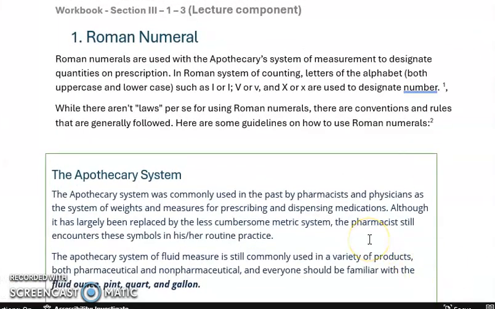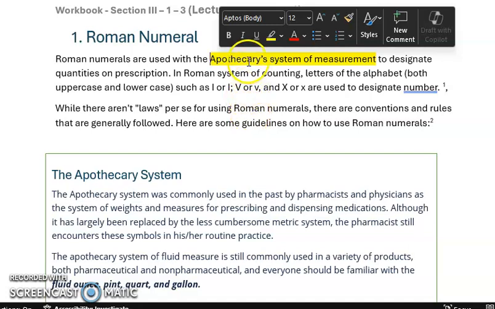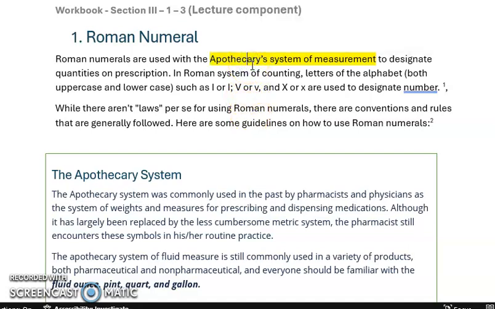I'm just adding some audio to the lecture notes so you can listen in as you go through. Roman numerals are used in the apothecary system of pharmacy measurement. Okay, you may ask, what is that? Apothecary system is covered in Unit 2, so we're actually going to do that in the next lecture session. They use Roman numeral to designate quantities on, yes, prescriptions. And so there are common symbols that you may see when a doctor writes a requisition or a prescription order stating the quantity of tablets or capsules that a patient is to receive.